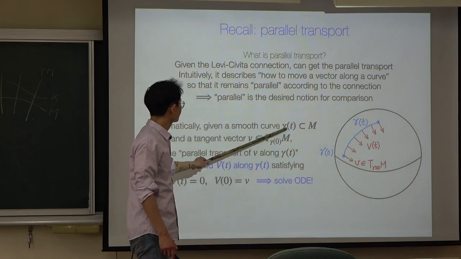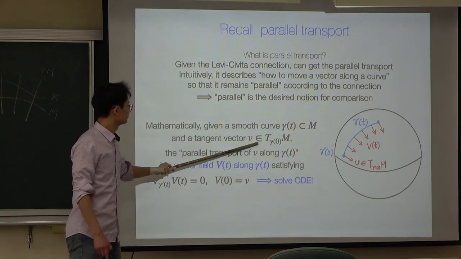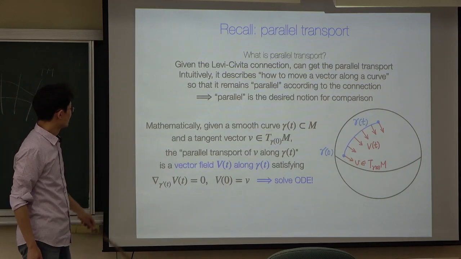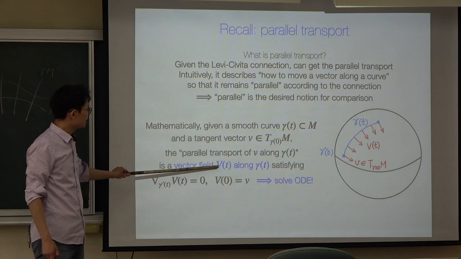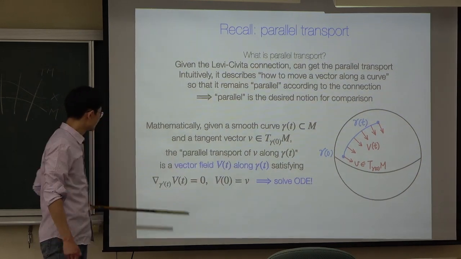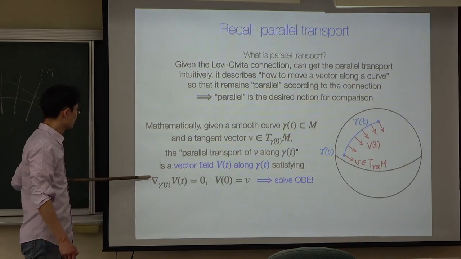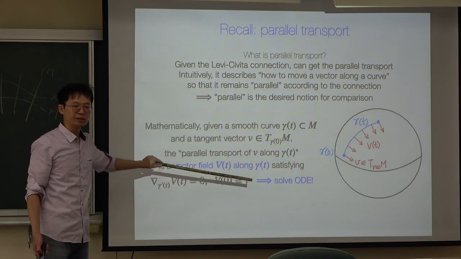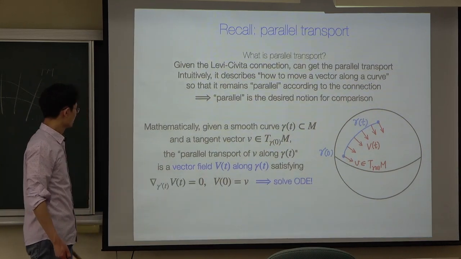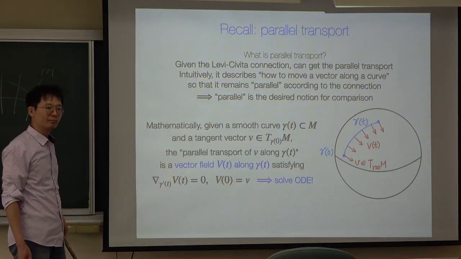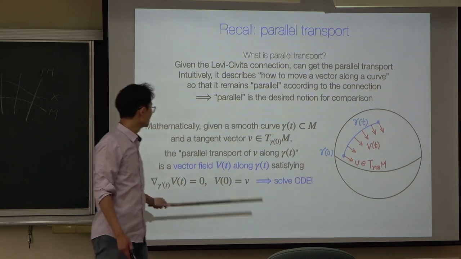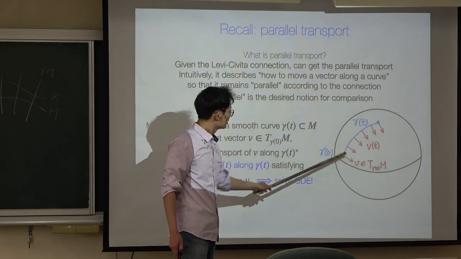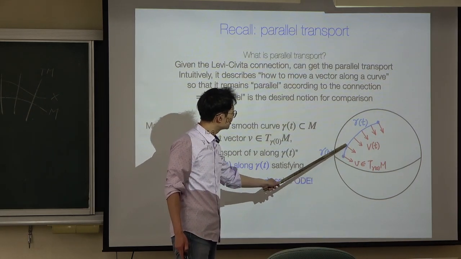Suppose I give you a smooth curve gamma and a tangent vector v at gamma 0. What is a parallel transport? Parallel transport is finding a vector field v along the curve satisfying this equation. And this equation, if you write everything down in coordinates, you will see it is a nonlinear ODE. This is the initial value. This is the differential equation. And what you do is just solve the ODE, then you can find the vector field. So that you start with a vector v at gamma 0, and you move it along the curve.